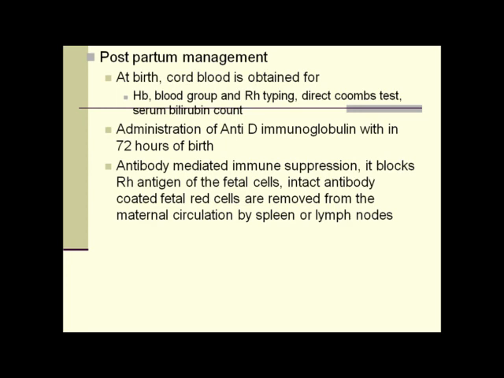Postpartum management. At birth, cord blood is obtained for hemoglobin, blood group and Rh typing, direct Coombs test, and serum bilirubin count. Anti-D immunoglobulin is administered within 72 hours of birth for antibody-mediated immune suppression. It blocks the Rh antigen of fetal cells. Intact antibody coated fetal red cells are removed from the maternal circulation by the spleen or lymph nodes.